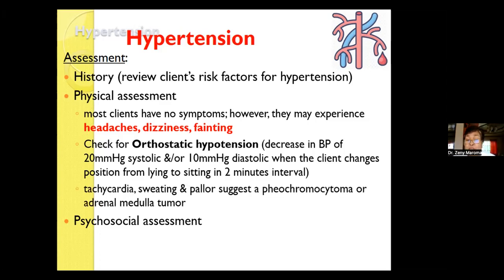Sino magtatakicardia, sweating, pallor? Kung ang pasyente ay may pheochromocytoma. Diba? Ano nga yun? Pheochromocytoma, a tumor of the adrenal medulla, wherein the secretion of epinephrine and norepinephrine is sympathetic stimulation. Kaya mag-tachycardia, sweating, pallor. Otherwise, asymptomatic yung ibang pasyente.